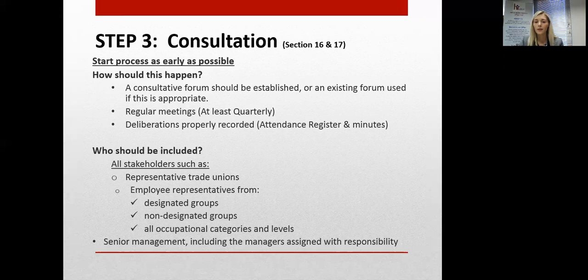And when you have these meetings, they need to be recorded. So we'll have an attendance register and meeting minutes. When we have meeting minutes, we do not address the person, but the issue or circumstance brought forward.